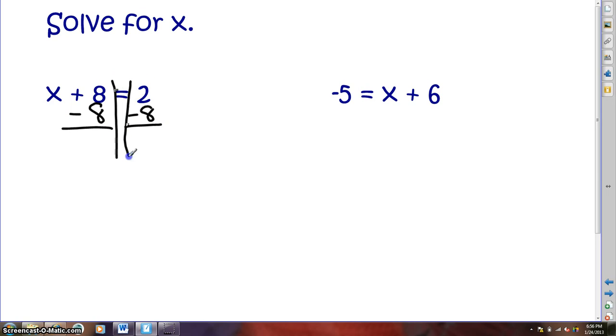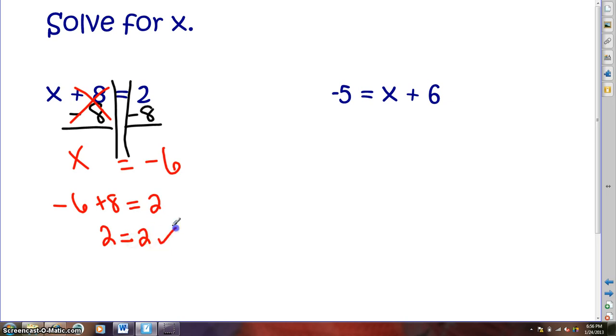If I look at it like this is my balance, on this side my positive 8 and my negative 8 are going to cancel out. So on the left side of my equation, or my equal sign, I have just the x, and over here 2 minus 8 would be negative 6. If I go back to my original equation, I can check it. Negative 6 plus 8 does in fact equal 2. So I can guarantee that I have the right answer if I take the time to check it.